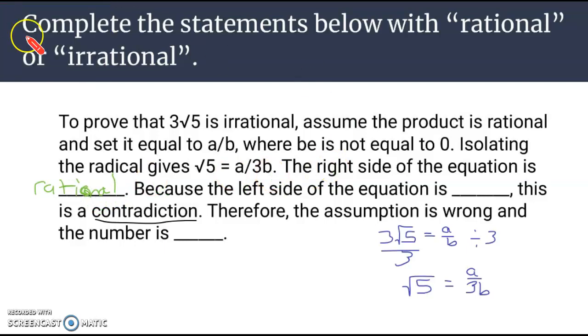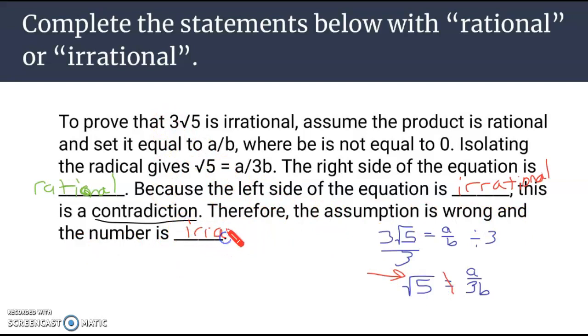However, because the left side of the equation is irrational, notice the square root of 5, that is an irrational side. This is a contradiction, and that's true. You can't have a square root of a number, an irrational, and set it equal to a rational quantity. Because of this contradiction, because these two just can't be equal, the assumption is wrong, and therefore this quantity 3 square root of 5 is irrational.